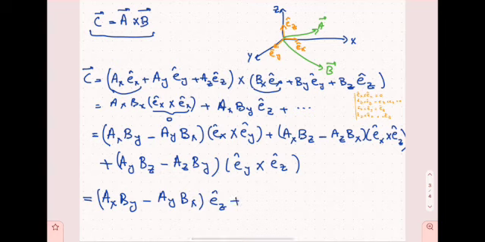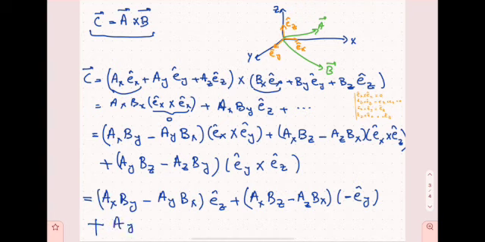And then the next sentence would be AX BZ minus AZ BX. And be careful here, EX times EZ gives me minus EY. And the last one is AY BZ minus AZ BY. And then EY EZ gives me EX.